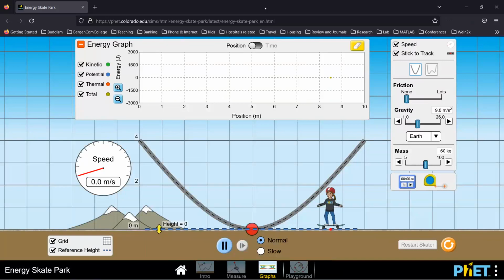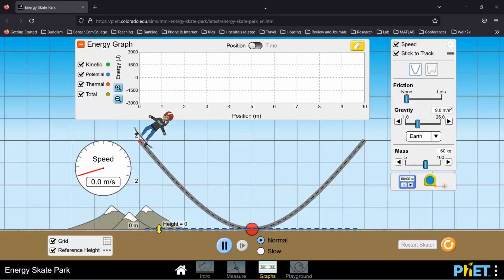Okay, in this simulation I have a skater. I'm going to bring this skater. You can see this is the height 0 point, which means this skater doesn't have any potential energy, or if it's not moving, its total energy is 0, right? I'm going to move this skater up to roughly 4 meters above the ground. Right now I'm holding this skater.